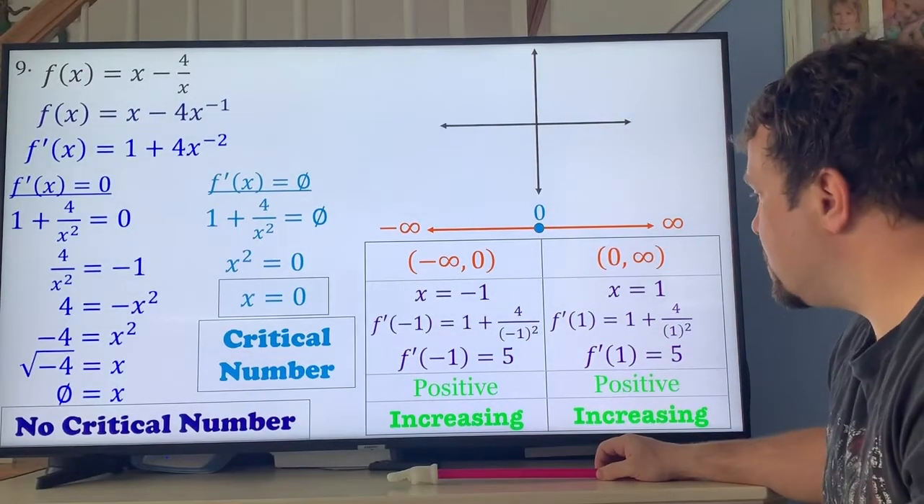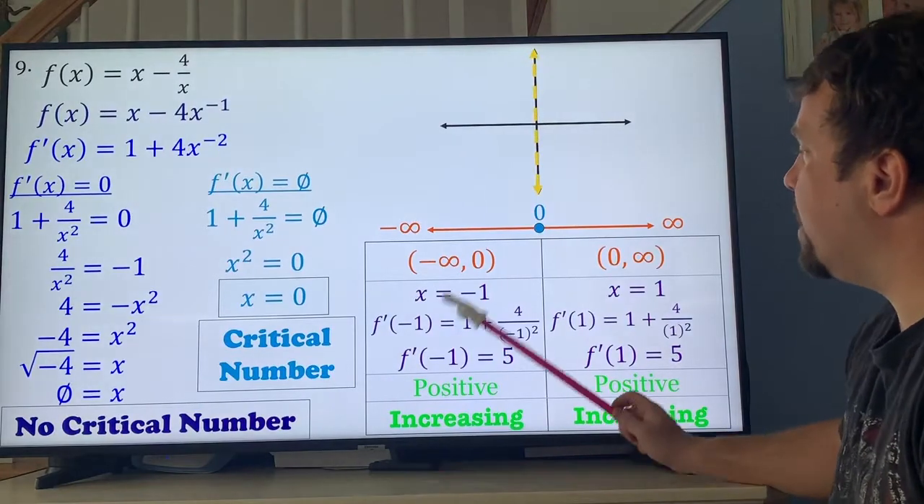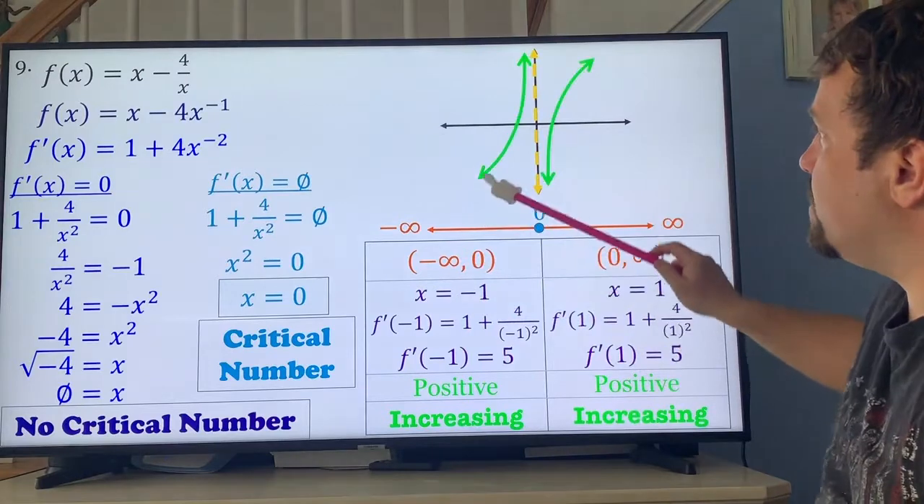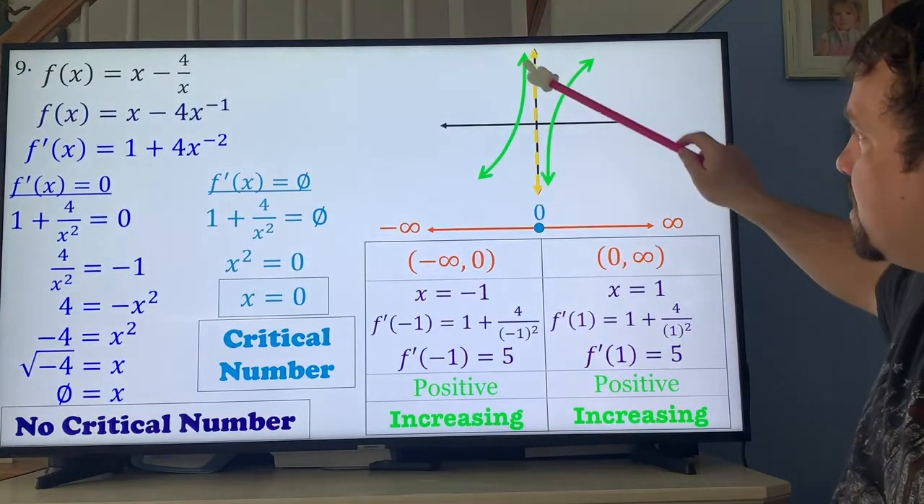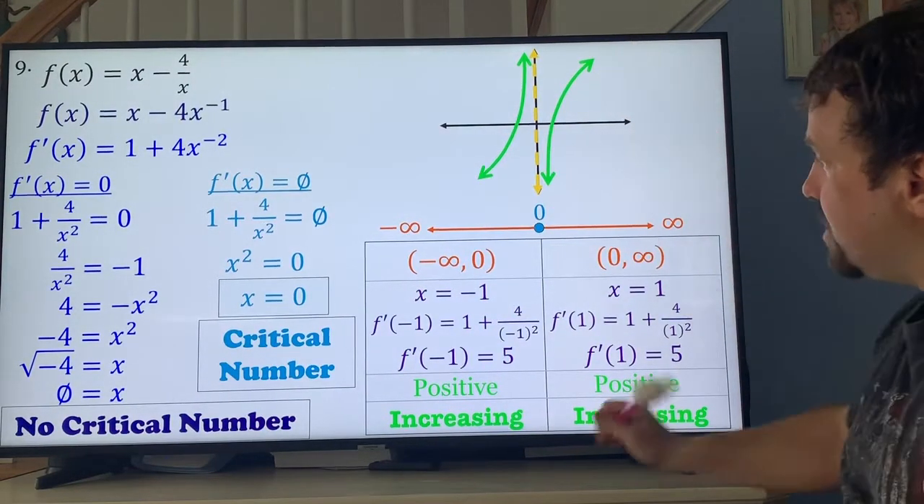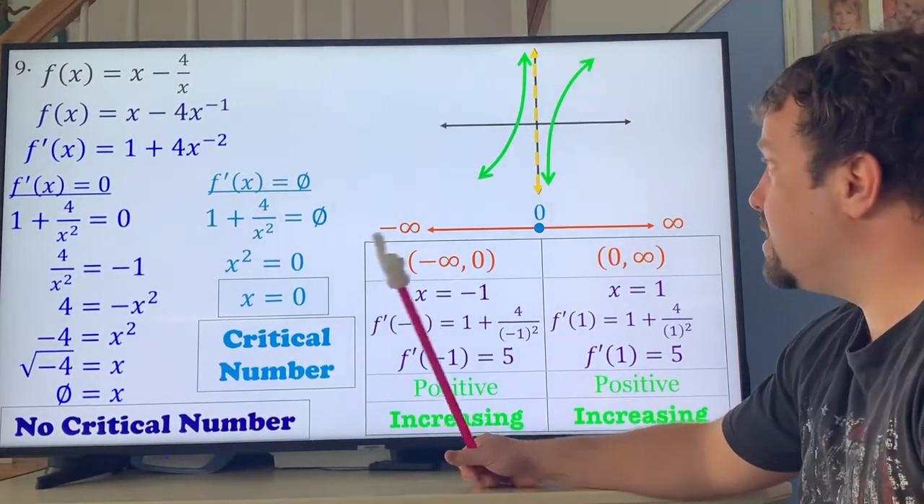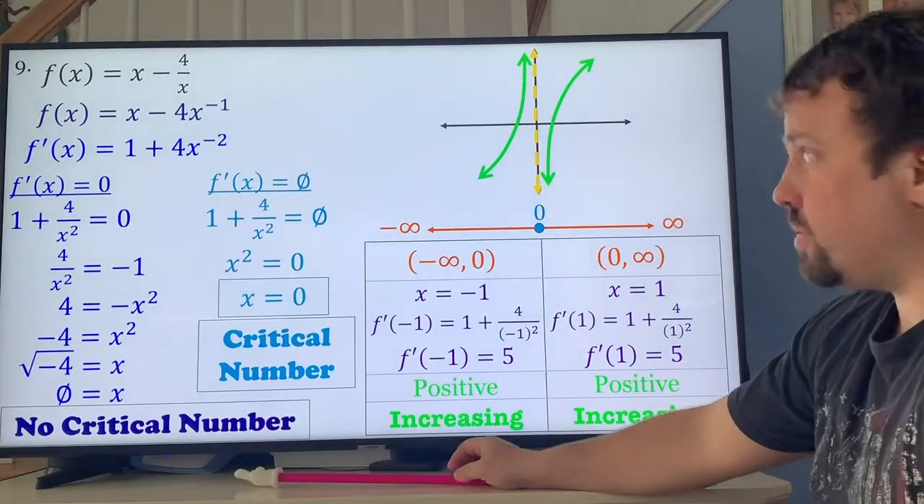That's weird. Is that possible? Well, if you actually looked at this graph, the 0 right here would be your asymptote, right? And what happens with this graph is it increases here, and it also increases there. So you can have an increasing on opposite sides of the critical number. It is possible, a little rare, but possible.